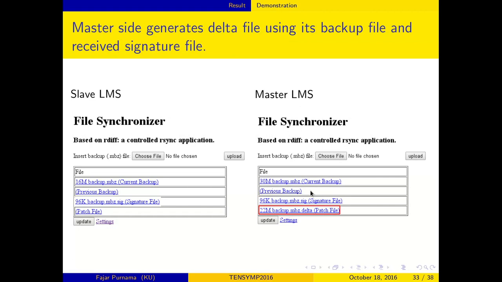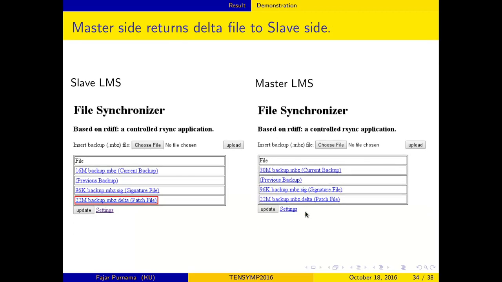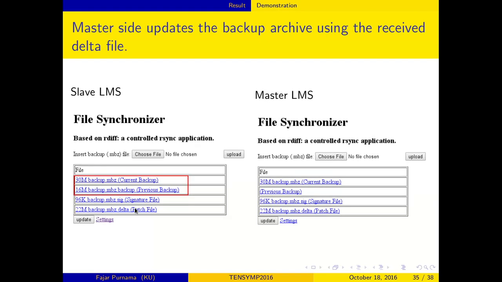and then the master side uses the signature file against its own course backup file and generates a delta or a patch file. Then it will send that patch file to the slave side, and the slave side will use that patch to patch its old backup file and generate the new backup file, identical to the master's backup file.